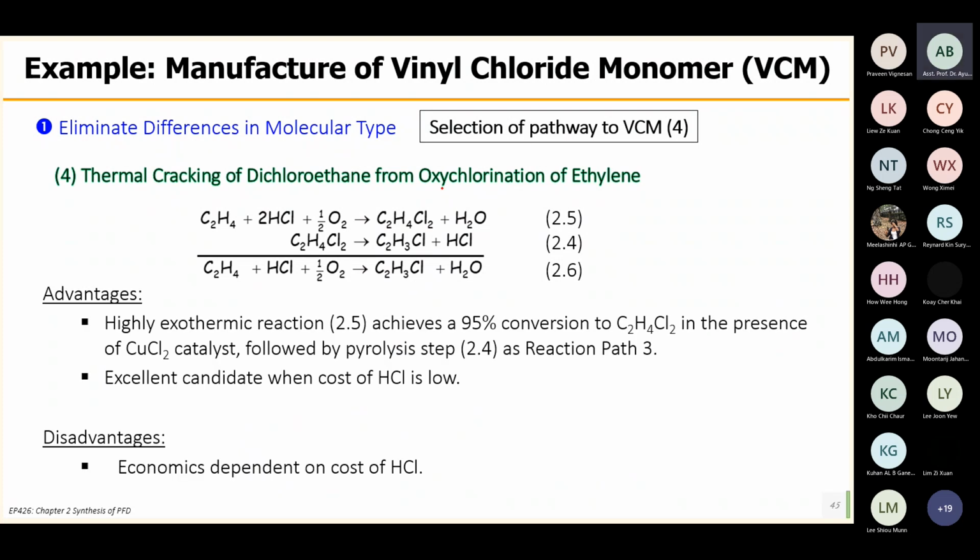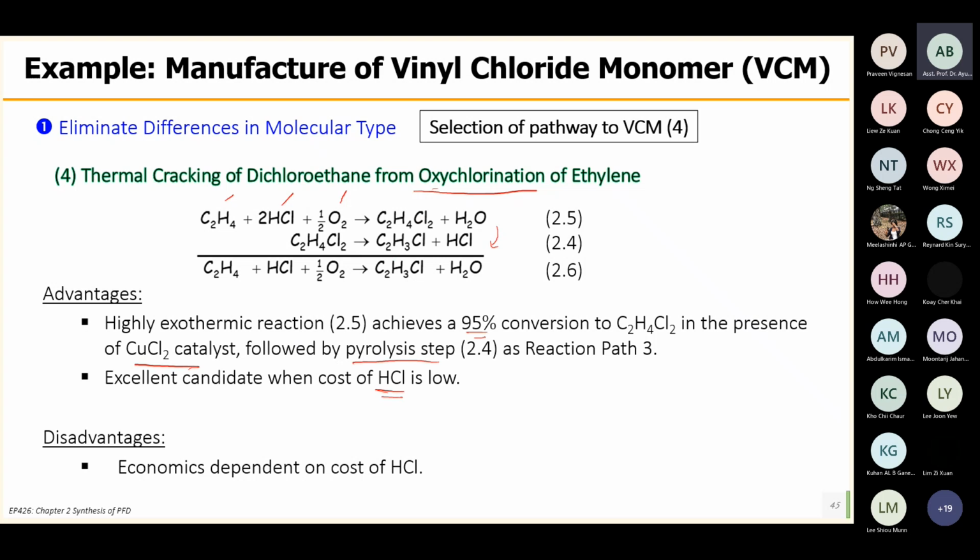Thermal cracking from oxychlorination. Here it involves ethylene, HCl, O2. Highly exothermic, achieving 95% in the presence of this catalyst, followed by a pyrolysis step. One pyrolysis as reaction path 3. Now, it is an excellent candidate when the cost of HCl is low.